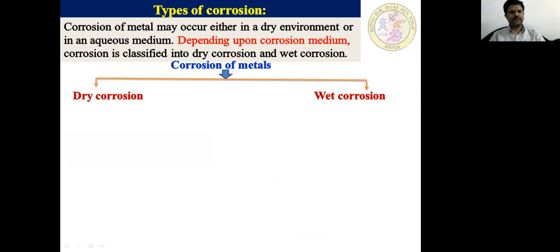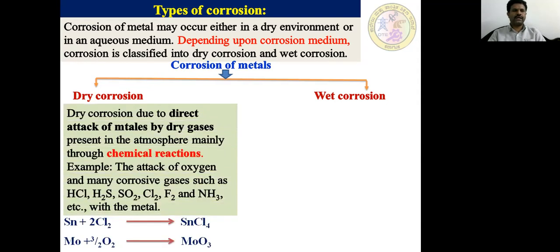So the next thing is types of corrosion. The corrosion of metals occurs either in a dry environment or in an aqueous or wet environment. Depending upon the corrosion medium, corrosion is classified into dry corrosion and wet corrosion.